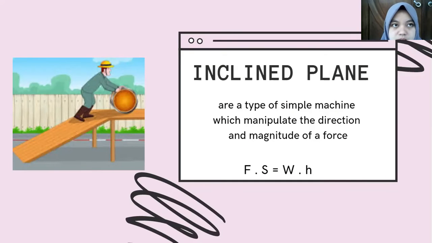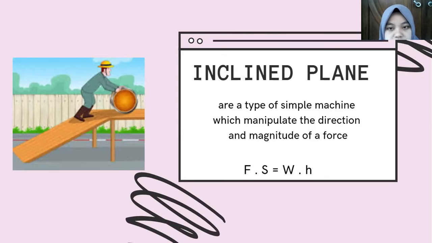The next type of simple machine is inclined plane. Inclined planes are a type of simple machine which manipulate the direction and magnitude of a force. An inclined plane consists of a sloping surface. It is used for raising heavy bodies. The plane offers a mechanical advantage in that the force required to move an object up the incline is less than the weight being raised. The steeper the slope or incline, the more nearly the required force approaches the actual weight.